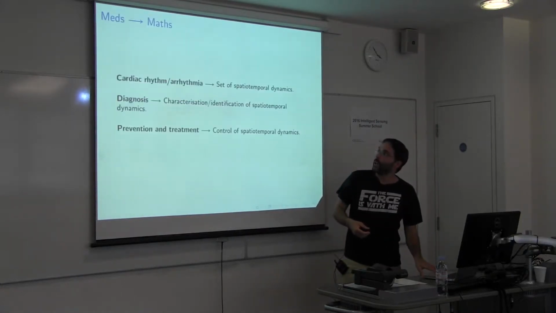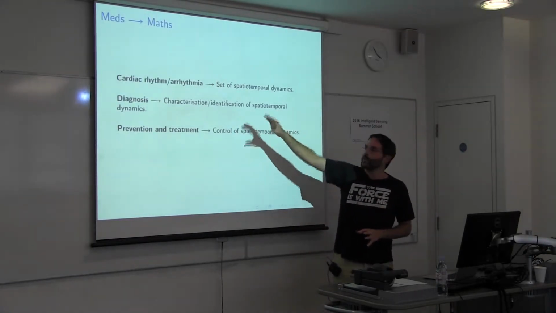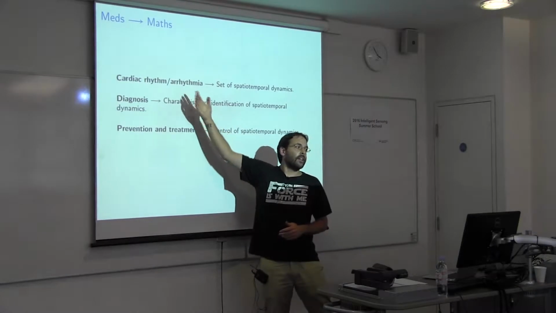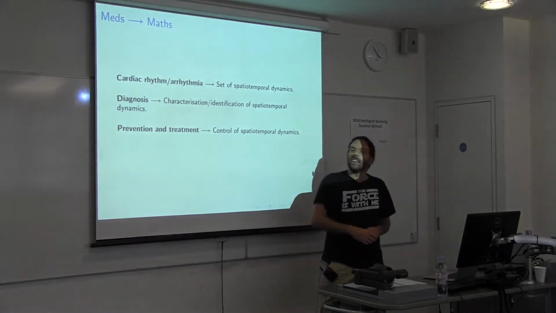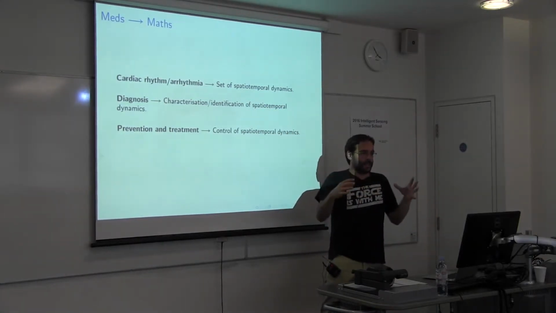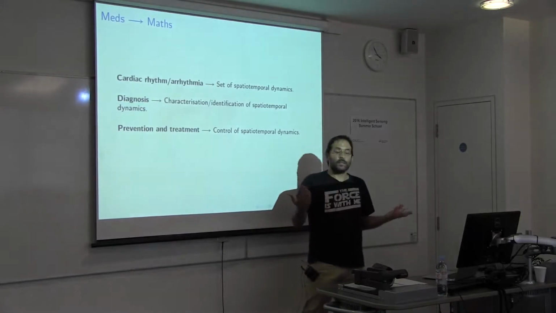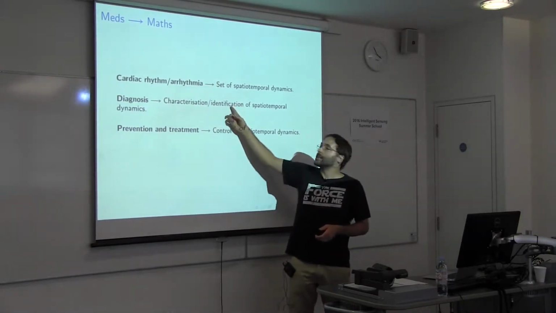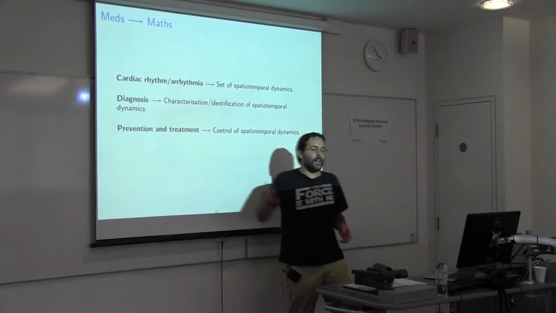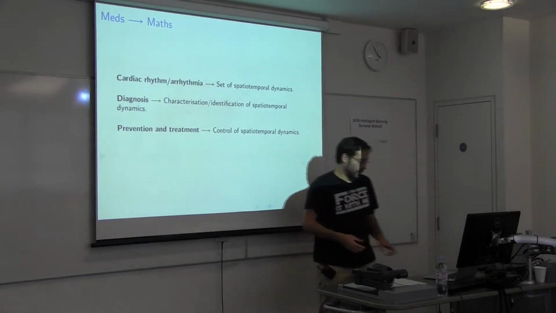So, we are going to move now from cardiac electrophysiology to engineering to maths, and I'm going to propose this sort of translation of terms so that we connect both fields. Essentially, what we call in cardiac electrophysiology a rhythm or an arrhythmia, in mathematical terms, is a set of spatiotemporal dynamics, right? It's a system whose activity can be described both in time and in space. When we talk about diagnosis, in mathematical terms that means characterization or identification of those spatiotemporal dynamics. And we can even say that prevention and treatment is controlling my system so that the spatiotemporal dynamics are the ones that I want to have.